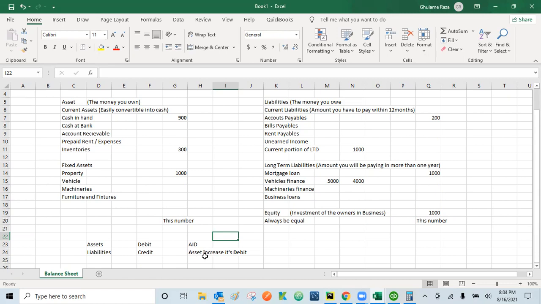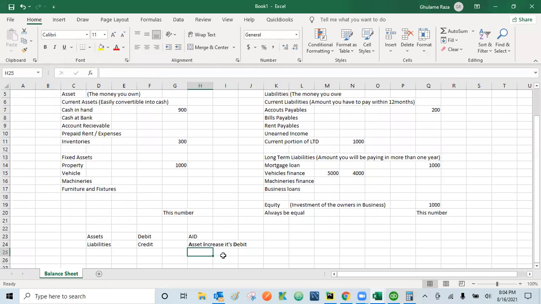So what are the scenarios? Either your assets will be increasing or decreasing. Your liabilities will be increasing or decreasing. So there are only four scenarios you have. And just because if you know the first way, like asset increase, it's debit, you can learn all the four types of entries. So if asset is increasing, it's debit. So what would happen if the asset is decreasing?